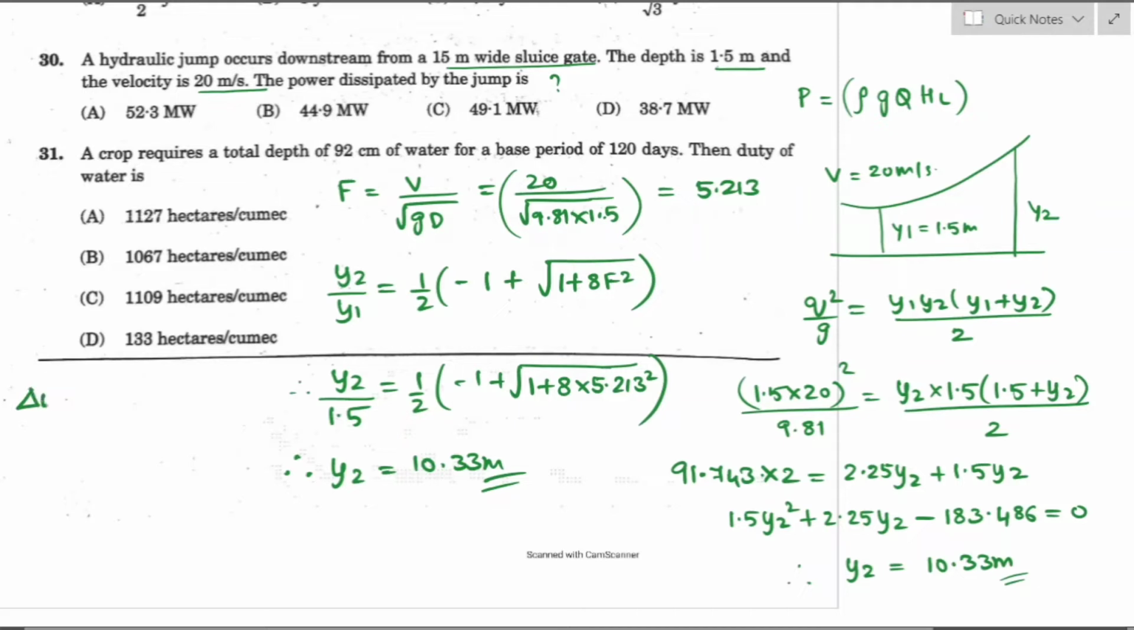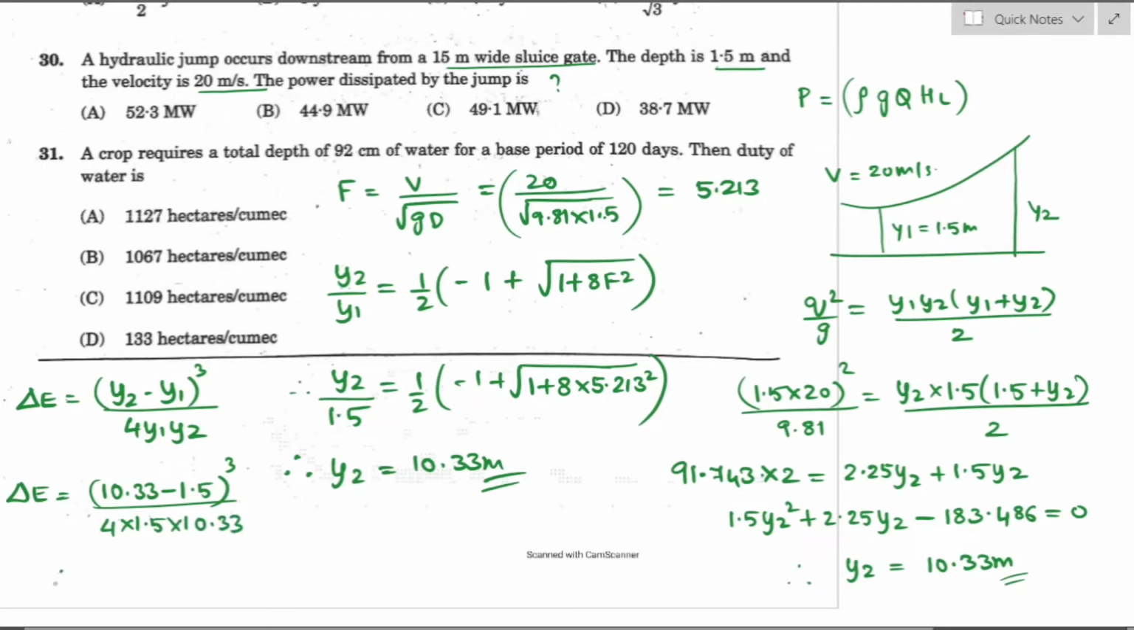Now we have to calculate the head loss or energy loss, which is given by the formula (y2 minus y1) cube divided by 4 y1 into y2. So head loss or energy loss will be (10.33 minus 1.5) cube divided by 4 into 1.5 into 10.33. On solving this, the energy head loss will be 11.107 meter.